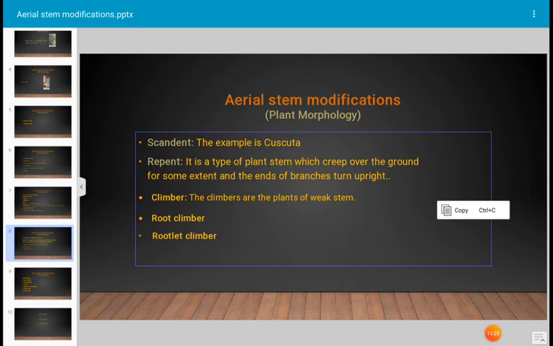And next, rootlet climber. The climbers produce different types of devices for climbing purpose. The rootlets are small sized roots arising from the nodal region of the plant which penetrate the wall or tree trunk to help the plant to climb over. The plants with climbing rootlets are termed as rootlet climbers.